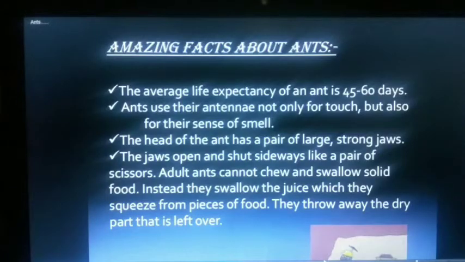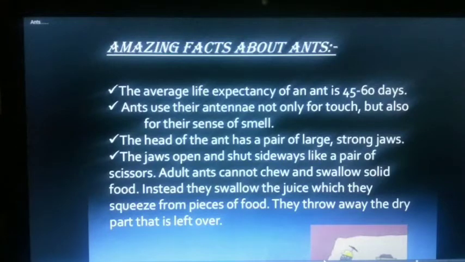Some amazing facts about ants. The average life expectancy of an ant is 45 to 60 days. Ants use their antenna not only for touch but also for their sense of smell. The head of the ant has a pair of large, strong jaws. The jaws open and shut sideways like a pair of scissors.